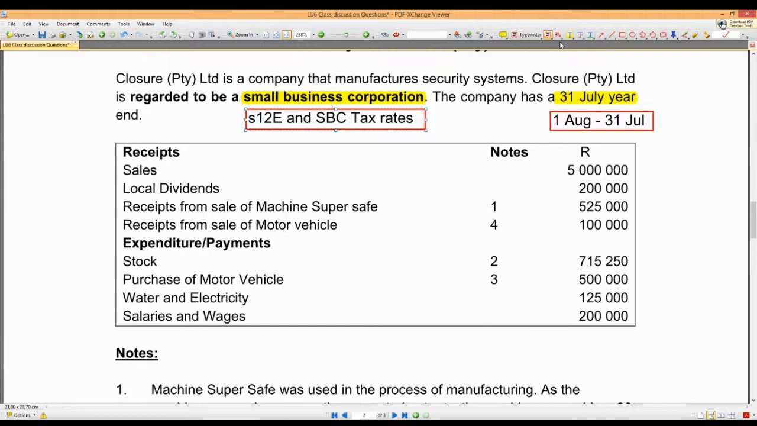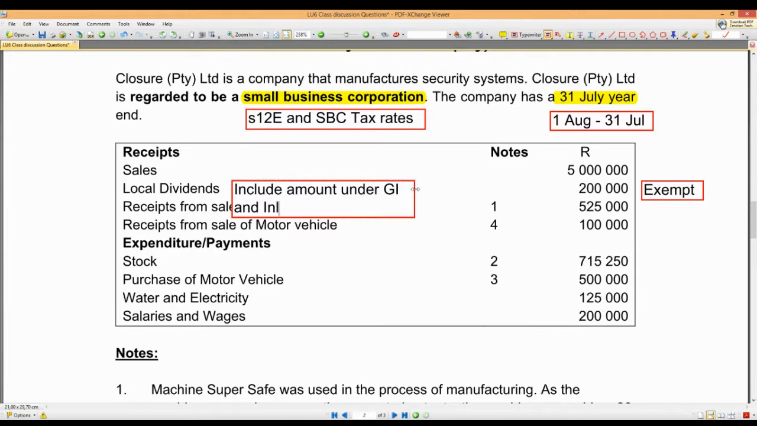When we see local dividends, what you need to make a note of is it is also exempt from taxable income. But as soon as you see exempt, what I want you to do is you include the amount under your gross income and you include a deduction under your exemptions. Okay, so you can see here, based on my notes, you will show it at two places.